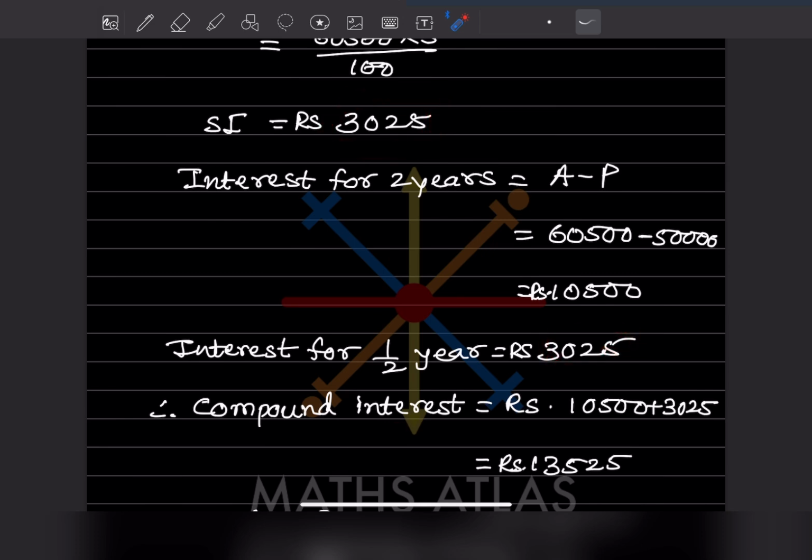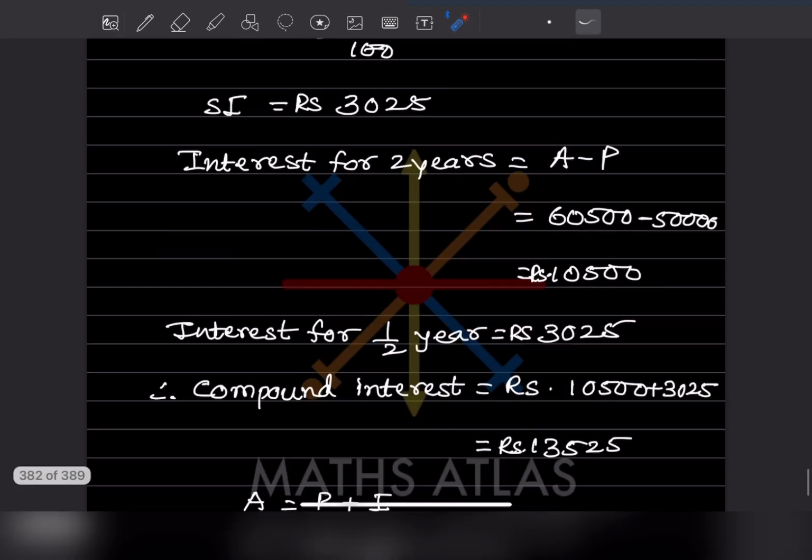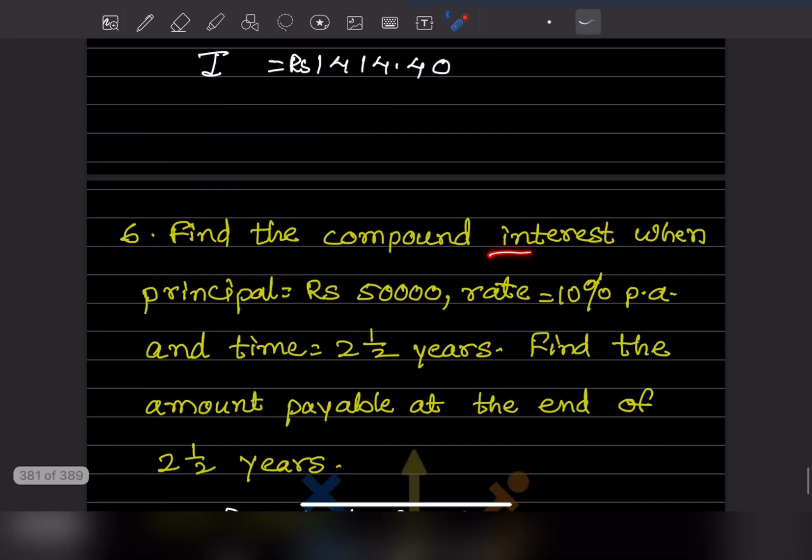You are going to add both of these: 10,500, this is for 2 years, and 3025, this is for half year. So when you add both, what do you get? That will be 13,525.